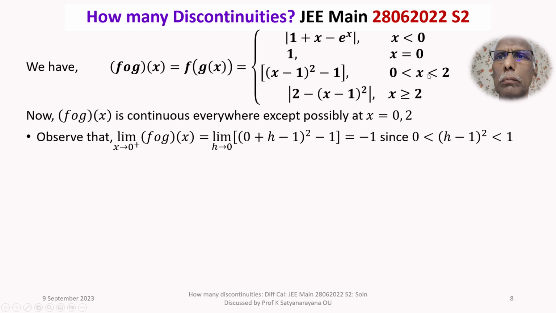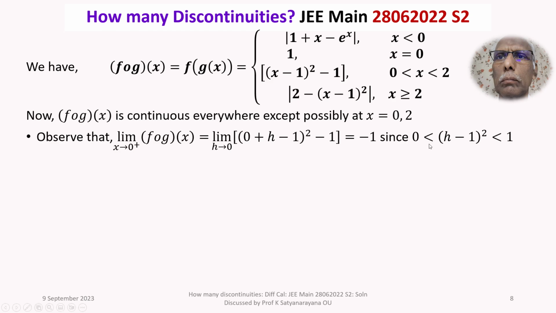X tends to 0 plus means in this branch. Go there, bracket of, for x, 0 plus h, minus 1 whole square minus 1. So in this branch you go. And now look at the inside: h minus 1 whole square minus 1. Now h is close to 0, h is positive, close to 0. H minus 1 is less than 1. It's a square, it's less than 1. H is close to 0. H minus 1 square is positive, less than 1.